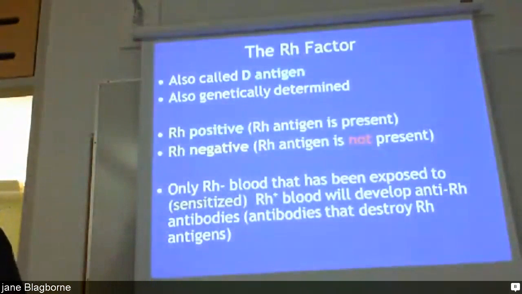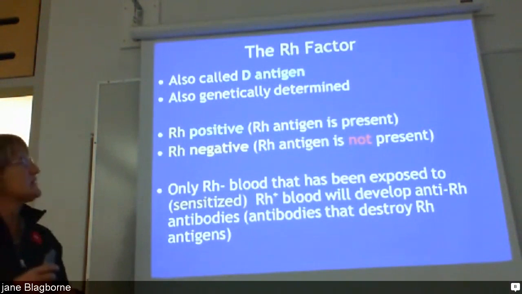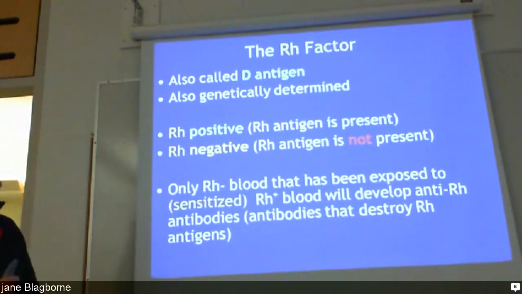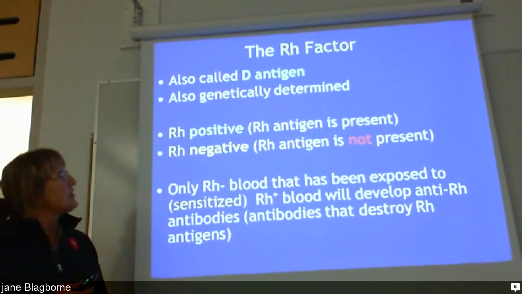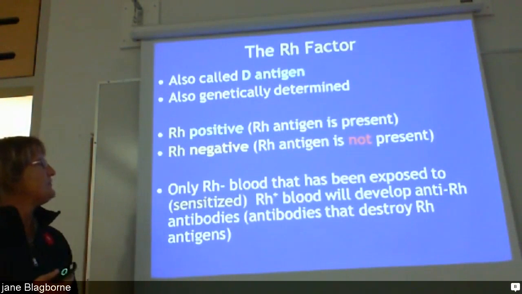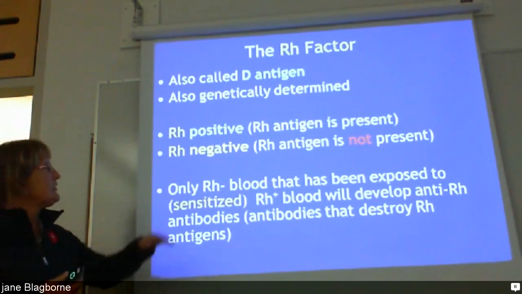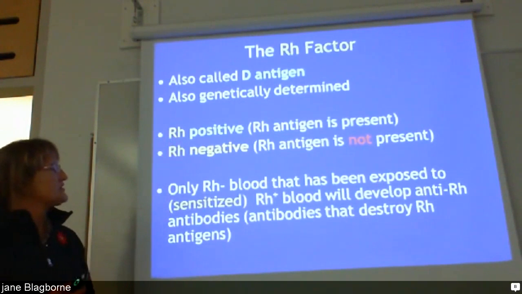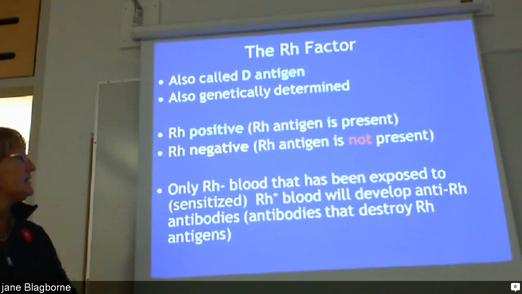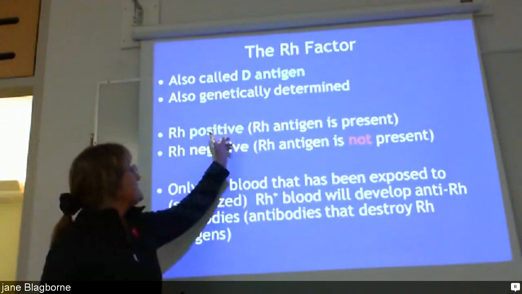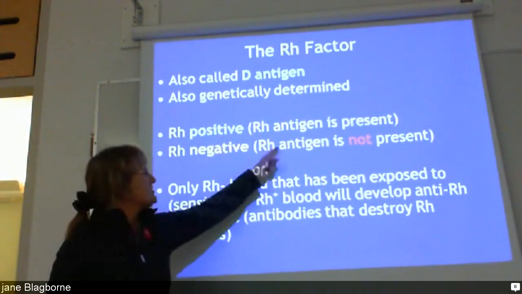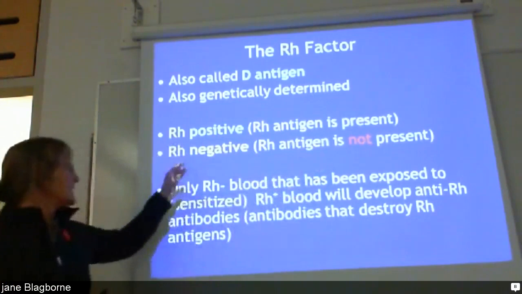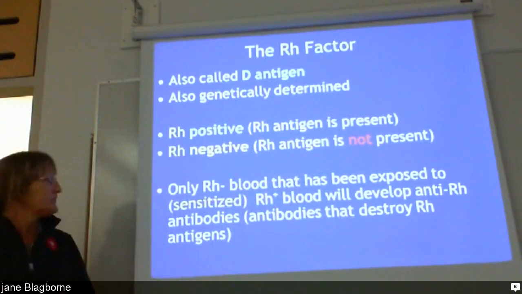So we're going to talk about the RH factor. And that was, like I said, the studies were done on rhesus monkeys, and that's how they came up with the RH. It's also called the D antigen. So you either have RH positive or RH negative. Again, RH antigen is present in the positive, RH antigen is not present in the negative. I'll let you write those notes.